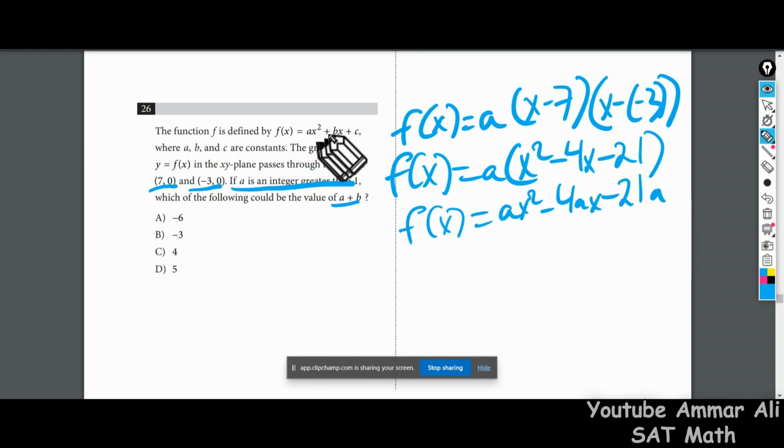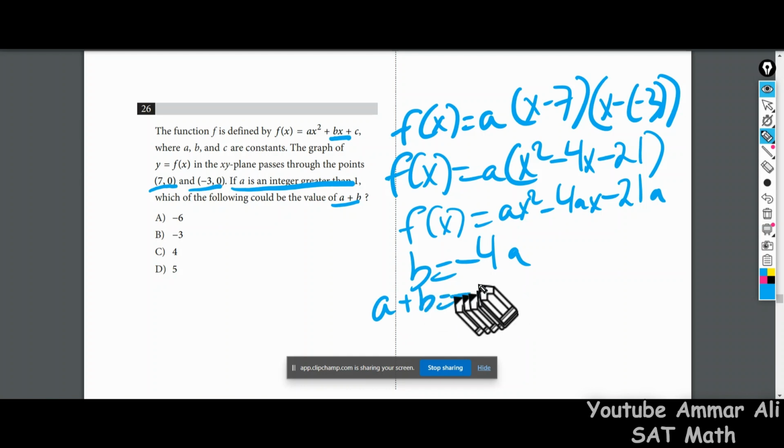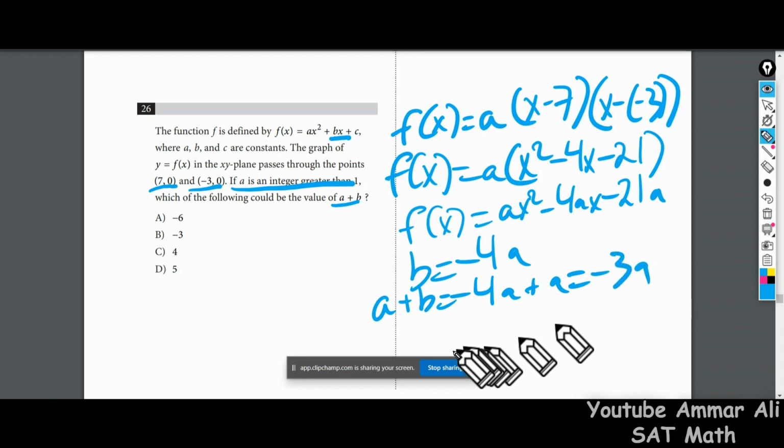Okay, so now we know what our b term is, right? Because our b term is the one with just an x and no squared, right? So we know that b is going to be equal to minus 4a. So let's figure out what a plus b is. All we got to do is add a on both sides. So a plus b is going to be equal to minus 4a plus a, which is the same thing as minus 3a. Therefore, a plus b is equal to minus 3a.